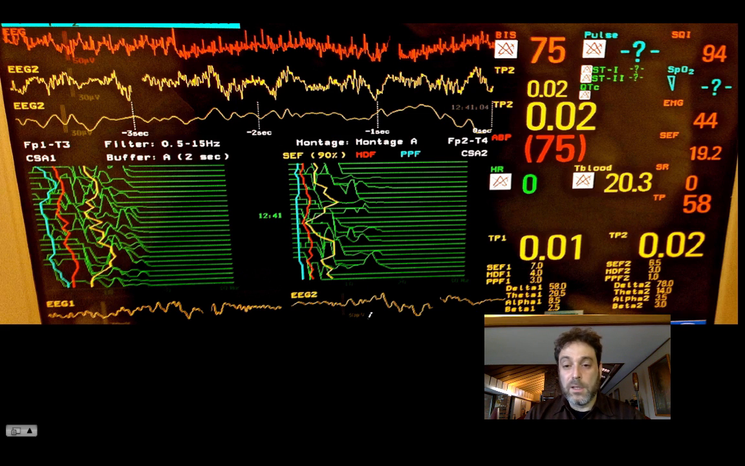This is again another example showing you BIS and concurrent EEG. I don't think that it shows much more than the last example. So I'll leave it at that for now.